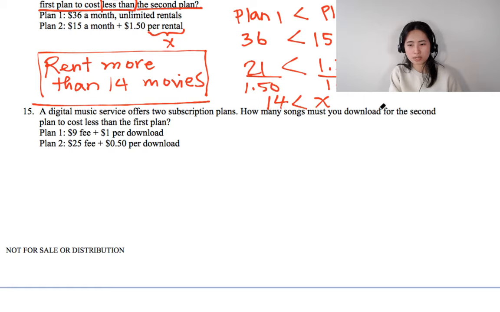For number 15, it says a digital music service offers 2 subscription plans. How many songs must you download for the second plan to cost less than the first plan? Okay, so now they're changing things around. They're saying the second plan needs to cost less than the first plan.